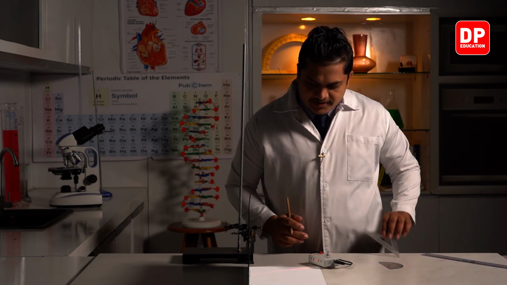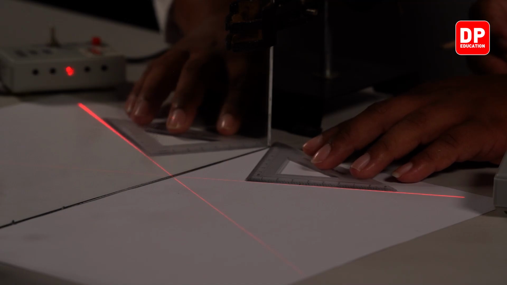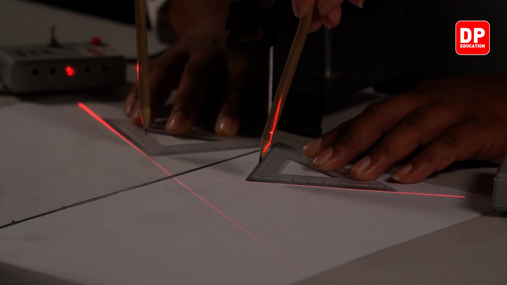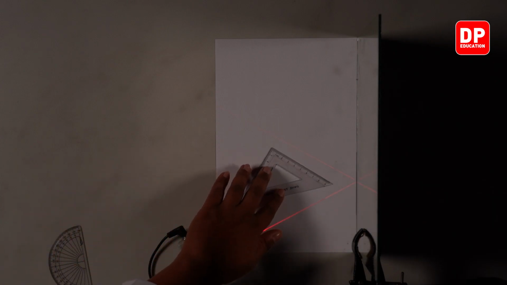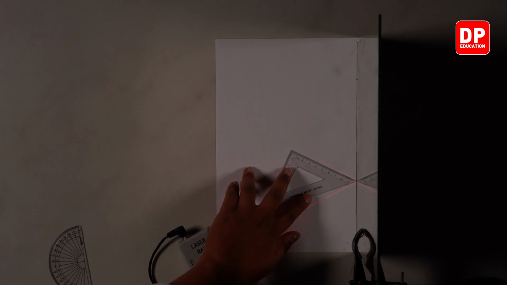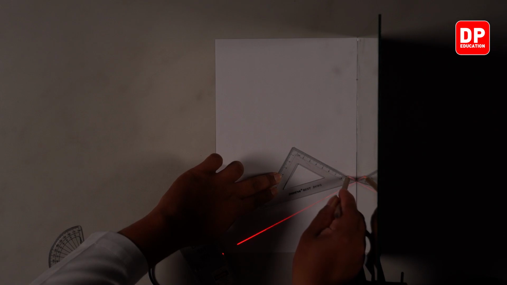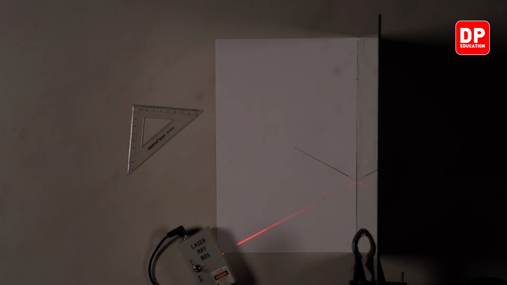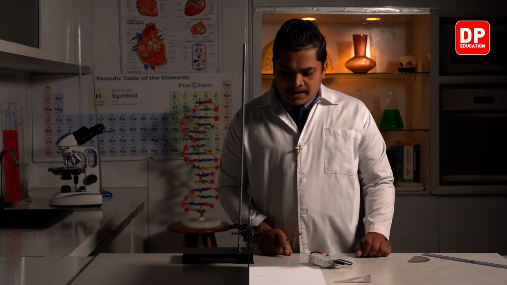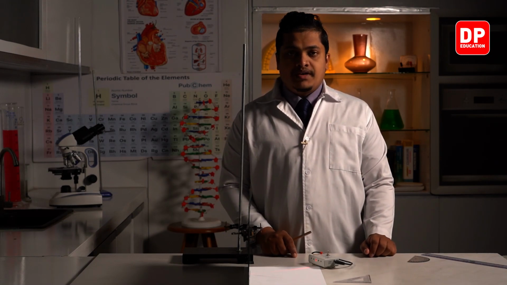Right, my dear children, now it's time to draw the two lines. I'll keep the set square like this, and let's mark the straight line. Right, now the line after the reflection. Okay, now let's draw the line once more. So we have marked the two lines, my dear children. Now let's take out the mirror and we'll complete the ray diagram. After that, let's measure the angle after making a perpendicular.